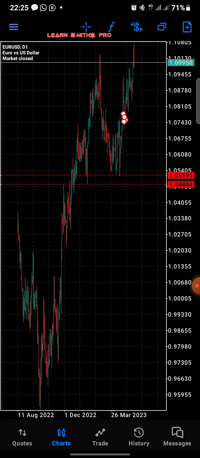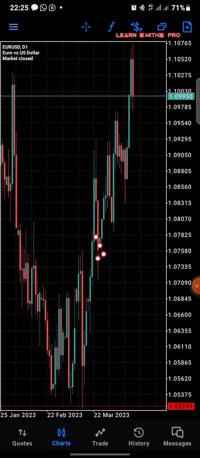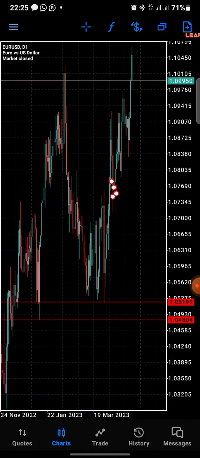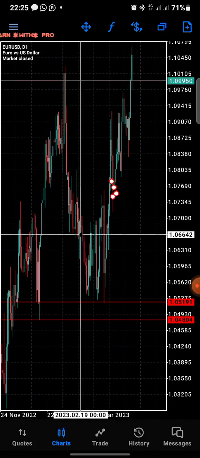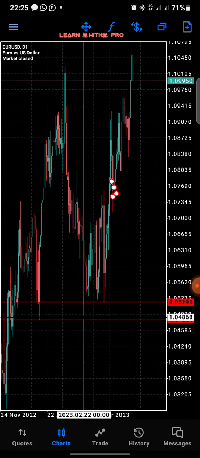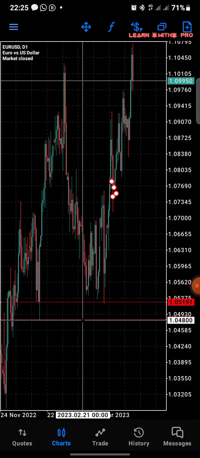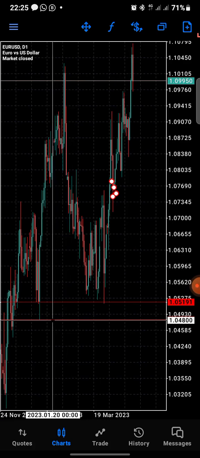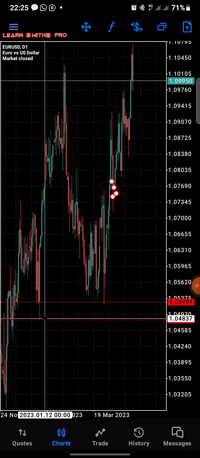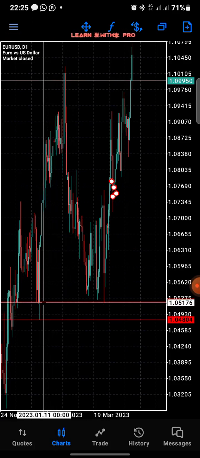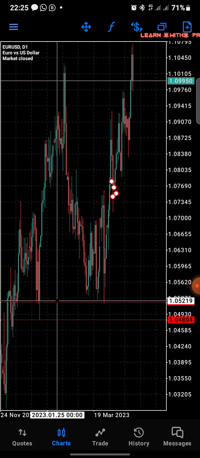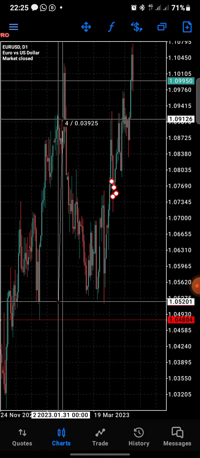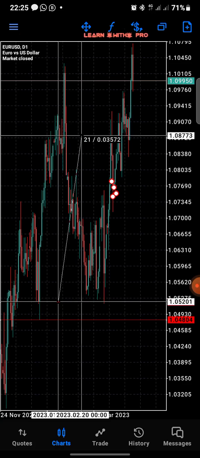Now let me zoom in. You see something now. Price did not touch this support line here, and it did not touch this low. This is the low. Remember we were talking about the low and high of a candle. It did not touch this low, but it touched the body. You can see, it touched the body. Let me check the distance from here to here.